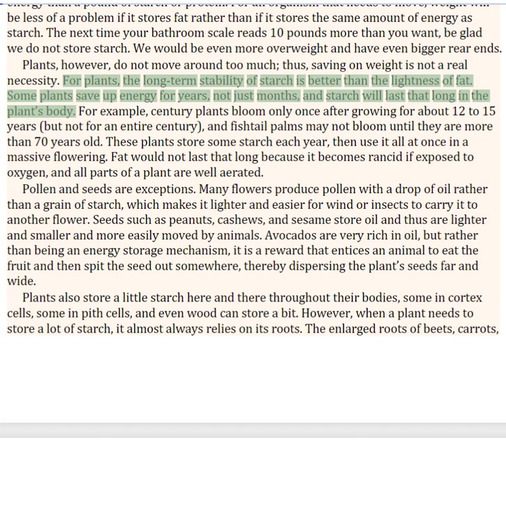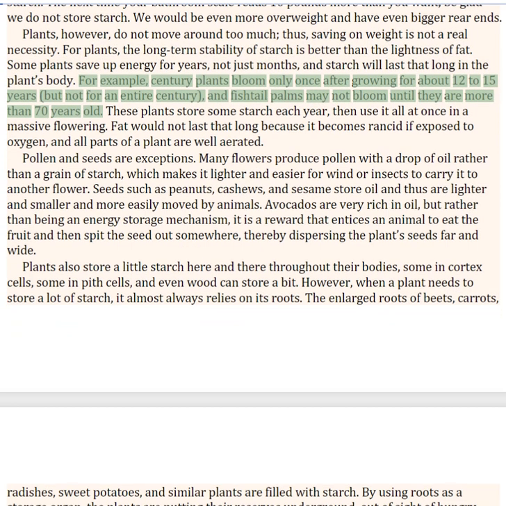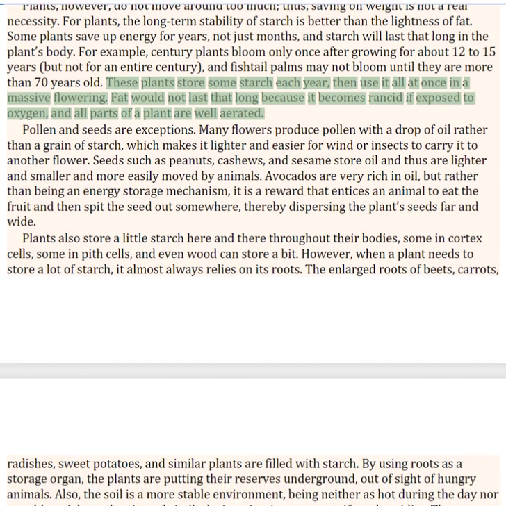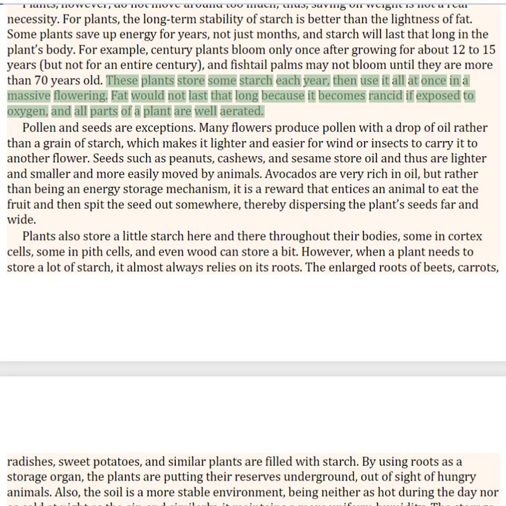Some plants save up energy for years, not just months, and starch will last that long in the plant's body. For example, century plants bloom only once after growing for about 12 to 15 years, and fishtail palms may not bloom until they are more than 70 years old. These plants store some starch each year, then use it all at once in a massive flowering.